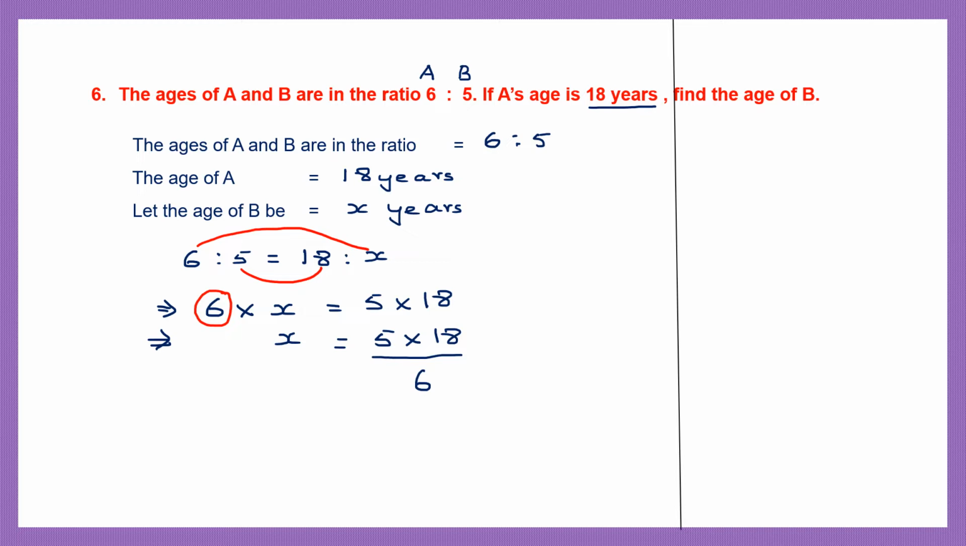Now let's cancel 6 and 18. 6 threes are 18. So now what do we have left in the numerator? We have only 5 into 3. 5 threes are 15. That means the value of X is 15. And what is X? X is the age of B. So B is 15 years old. We have found the age of B.